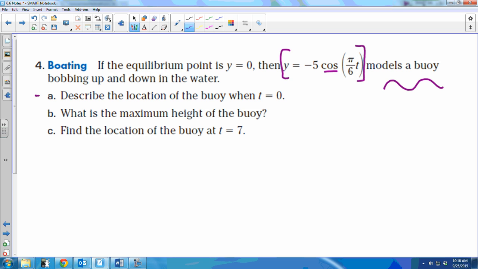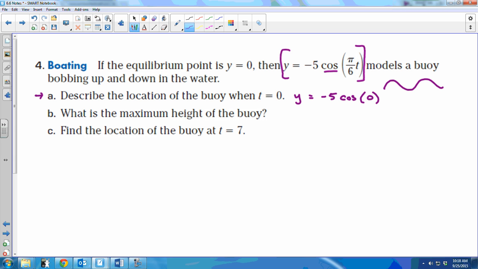A says, describe the location of the buoy when t equals 0. So all we have to do is substitute 0 into the equation. It's not like we're doing anything fancy. So y equals -5 times the cosine. Well, pi over 6 times 0 is 0, right?